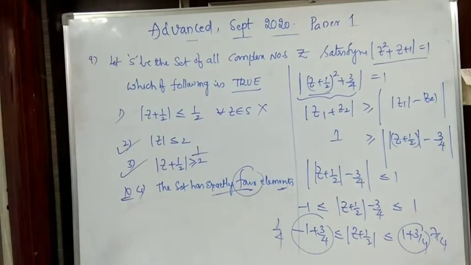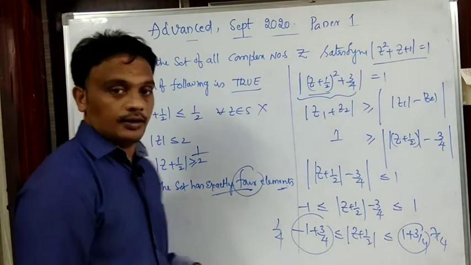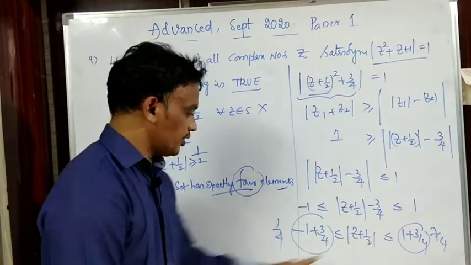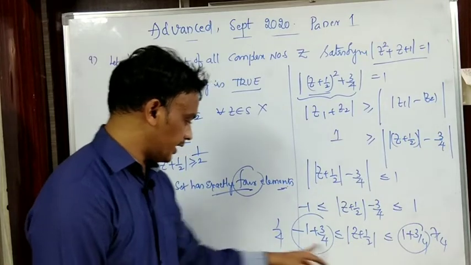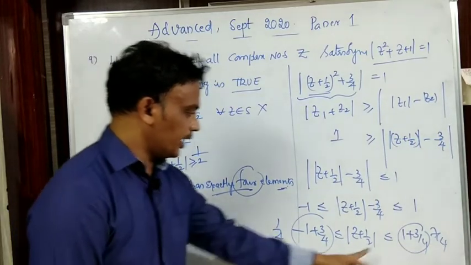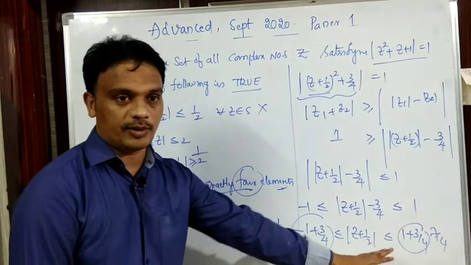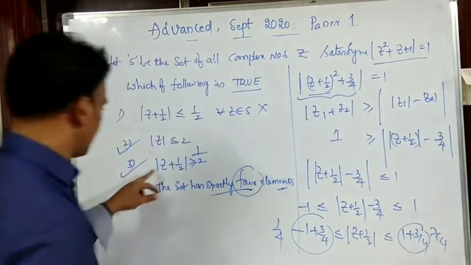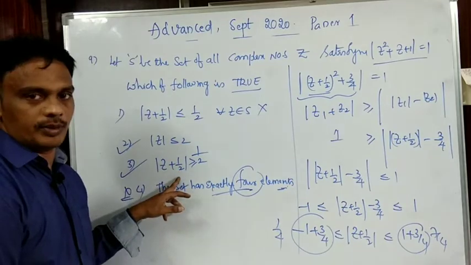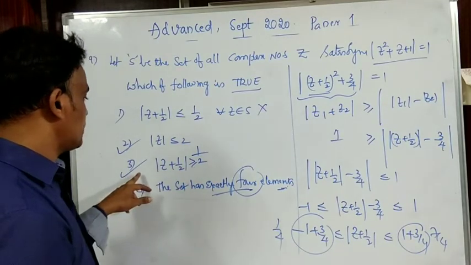Come on. From this case, what can you observe? Modulus of z plus 1 by 2 is greater than or equal to 1 by 4 and less than or equal to 7 by 4. Am I right or not? Then I can say modulus of z plus 1 by 2 is greater than or equal to 1 by 4, so your third option is correct.